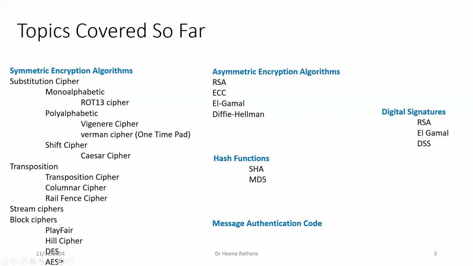But I wanted to cover one specific thing over here. So far, if you remember, we have covered a lot of symmetric encryption algorithms. We covered ROT 13, where you add 13 characters, Vigenere cipher, Vernam cipher. We also did Caesar cipher, which is a kind of shift cipher where you add 3. Under transposition, we did cover columnar cipher and rail-fence cipher. And under block cipher technique, we covered Playfair cipher and Hill cipher technique.